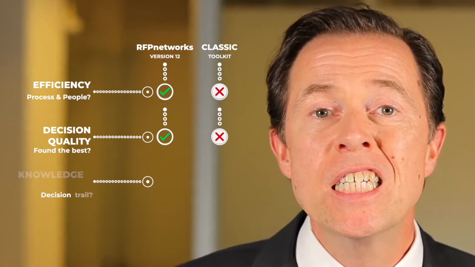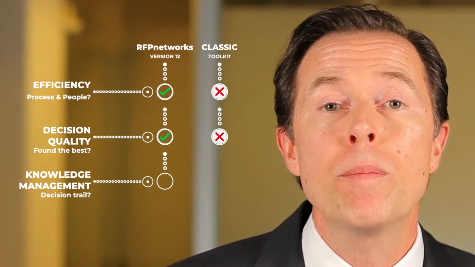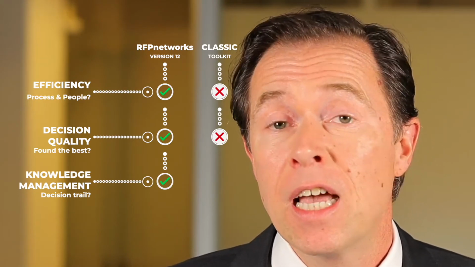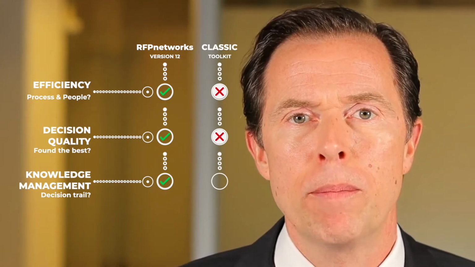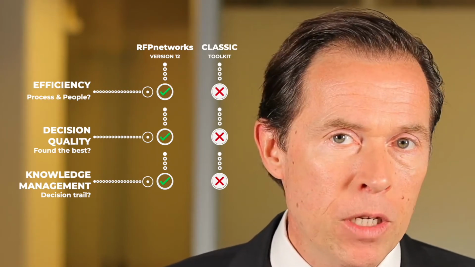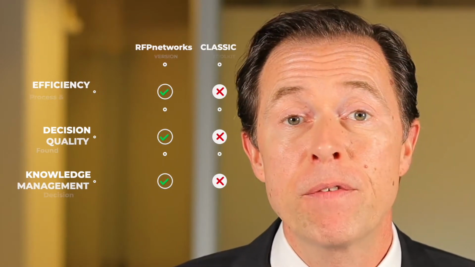Knowledge management. Is your decision journey fully documented? RFP Networks goes beyond basic governance. It is your automated knowledge bank. It is a resource for retaining insights, training joiners, and even regulatory audits. In contrast, the classic toolkit does none of this automatically. You have to administer it yourself. Consequently, record keeping is often limited to required governance and insights get lost, especially when people leave the firm.